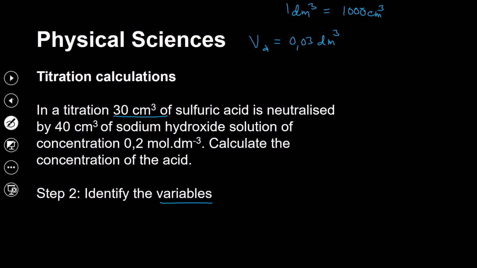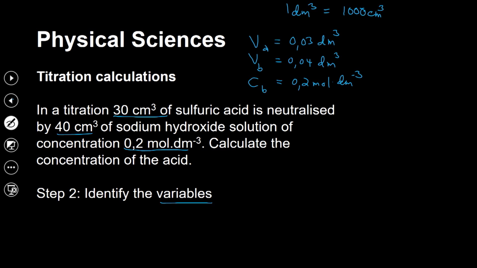And then what else do we have? We also have the volume of base. Volume of base is equal to 0.04 cubic decimeters. What else do we have? We also have the concentration of the base, right? So C of the base is equal to 0.2 moles per cubic decimeter, right? These are the quantities that we can immediately pick up from the story that is given to us.